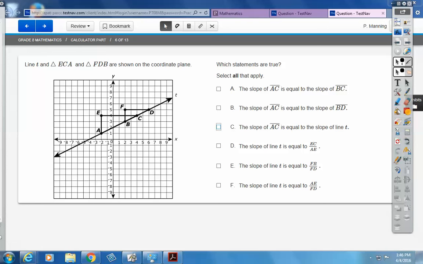All right, so this is the second half, hopefully the whole half, of the calculator section on PARCC practice test part 2, starting with number 6. So we have a line, line T, that has been used to create 3 triangles, really. I mean, they call it 2, but really it kind of looks like 3.